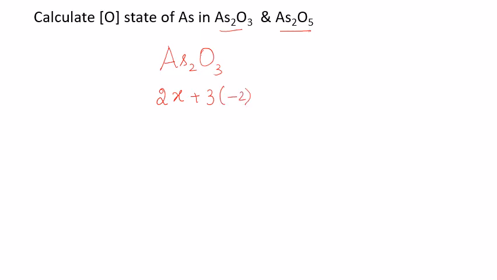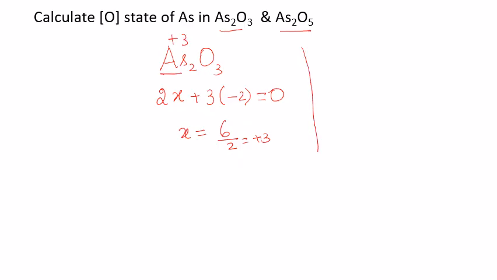-2, and since the molecule is neutral, the overall charge will be 0. So you can find out the X value to be 6 by 2, which is +3. So in As2O3, the oxidation state of arsenic is +3.